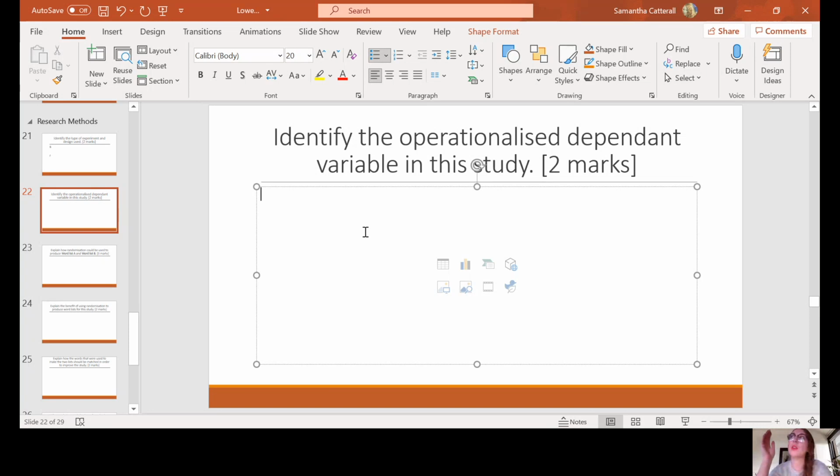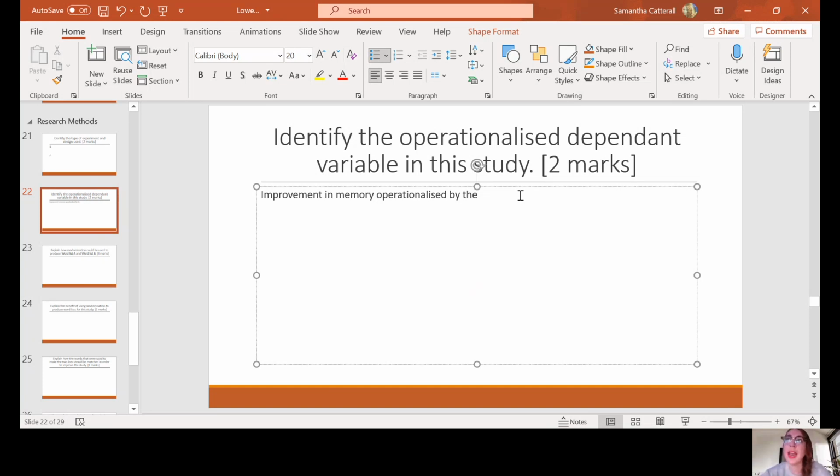And the DV, the dependent variable, is what is being measured. Now, a lot of people mentioned that the DV was memory, or the improvement in memory, which is fantastic. So that would start you off. So improvement in memory, operationalised by.